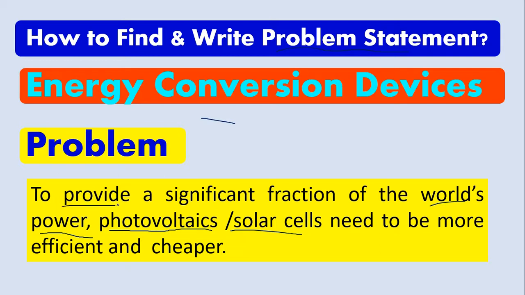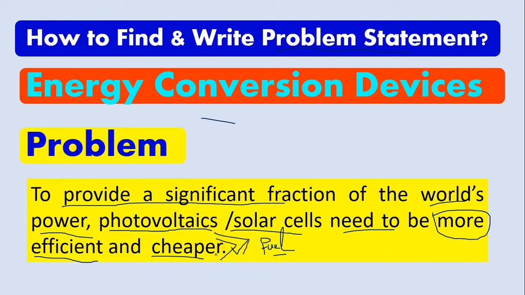To provide a significant fraction of the world's power, photovoltaic or solar cell needs to be two things. One is more efficient, this is what we want, and cheaper. Efficient means which gives us more efficiency. Cheaper means compared to the cost. If we compare fuel, the cost per watt and the energy we produce from fuel and the power we get from solar cell, so we must need cheaper. Otherwise people will not prefer to buy this, right? So we need cheaper and we need efficient, right?